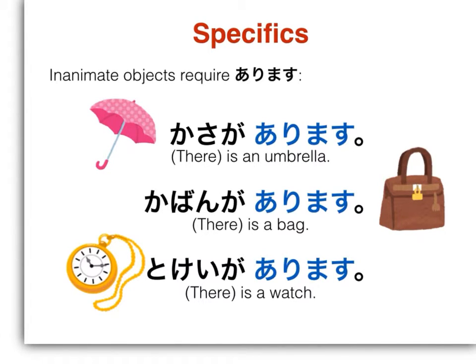Notice, please, the fundamental different nature of these objects. An umbrella, a bag, a watch. None of these are imbued with life or spirit, and so they take arimasu. They are inanimate objects.